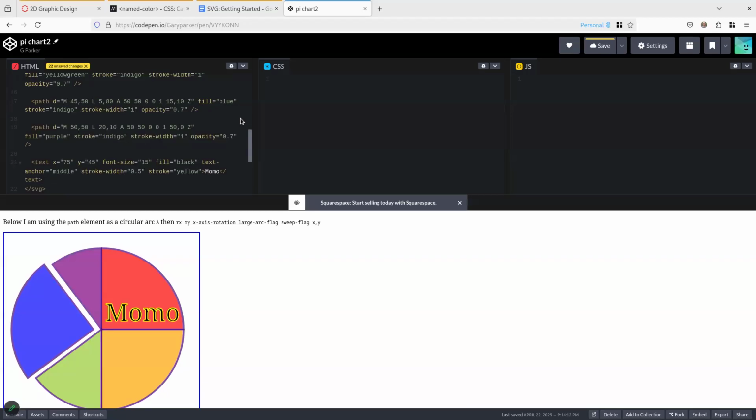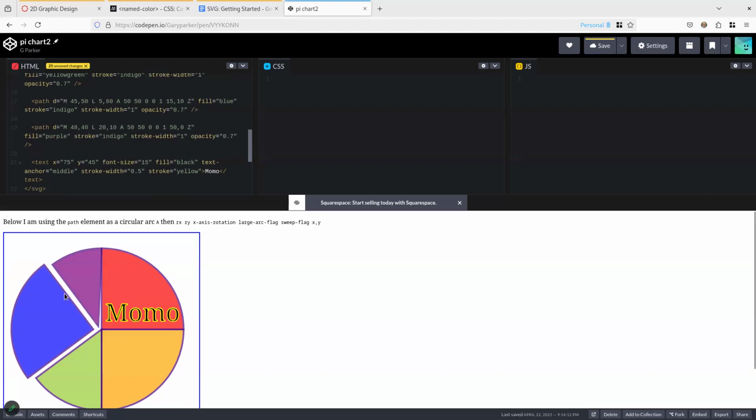So maybe I'll change X by 2. And then, oops, wrong way. I want to go 2 the other way. So 48. Okay, and then Y, I want to decrease it to bring it up. So maybe I'll try 48 for that one too. Okay, and so then I'll have to do something similar for the other point.